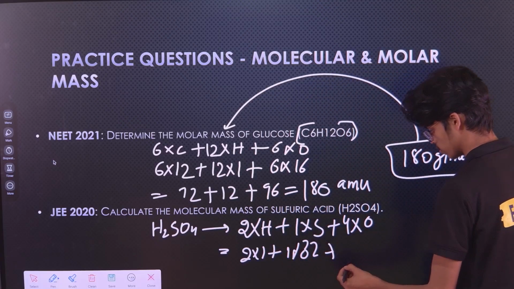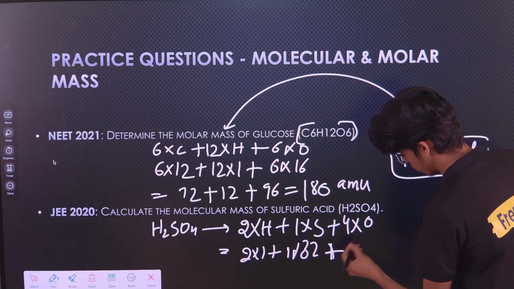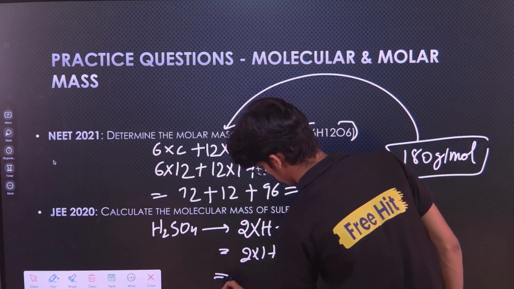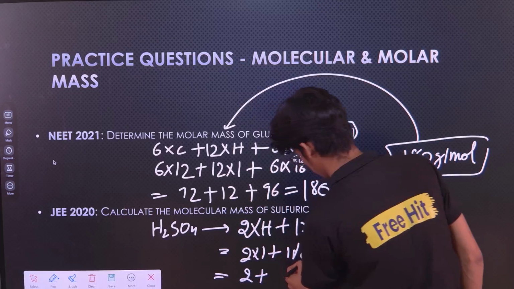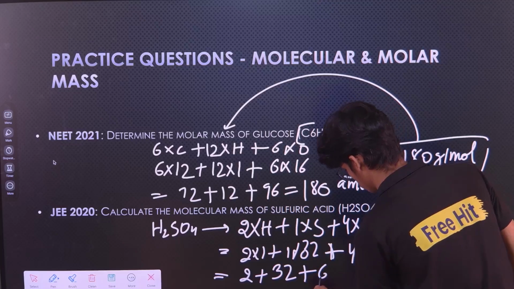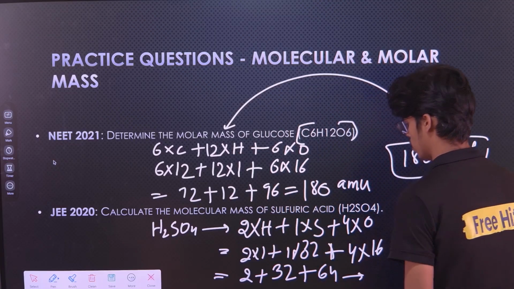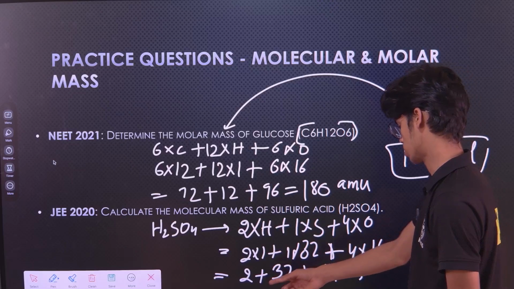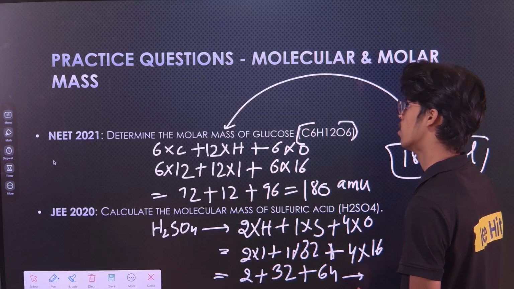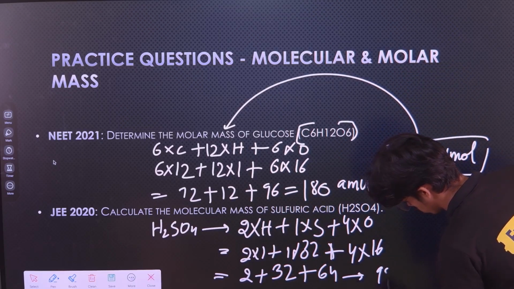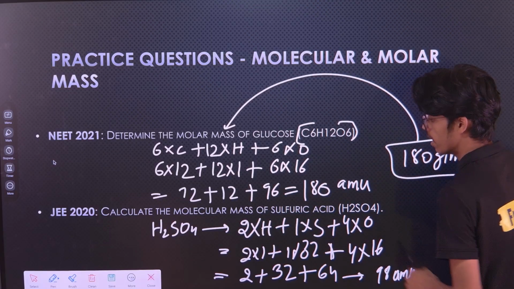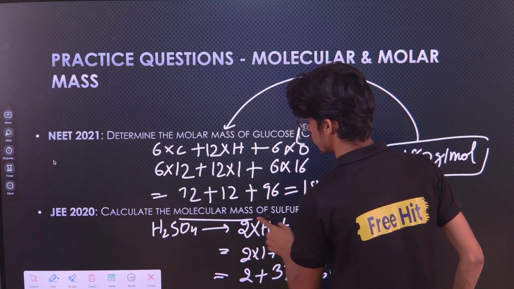My writing is a bit sloppy. 4 into what is the mass of oxygen? That is 16. Now what is the answer? 2 plus 32, and 16 times 4 is 64. So what is the mass? 64 plus 2 is 66, 67, 68, plus 30 will be 98. 98 atomic mass unit, mass of one molecule. 98 gram per mole is the molar mass.